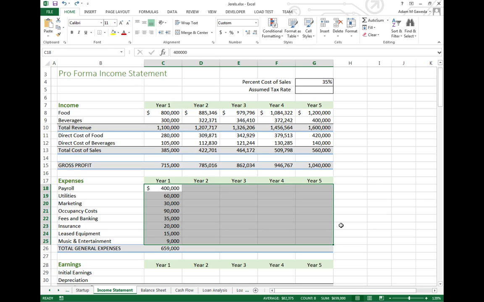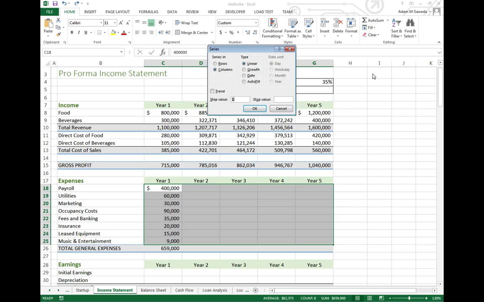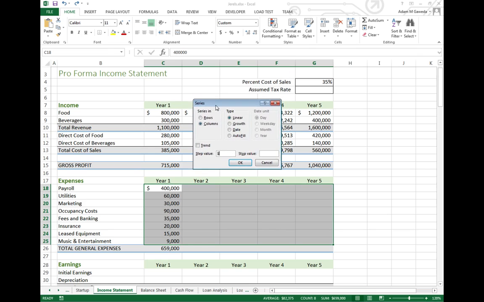Just like we did in the past, we went and filled in 800,000 and 1,200,000 over here. This time we just do not have anything over here. We're missing our 5-year. But if we go through that series option again, this time we're going to want to make sure that we're set to rows. Set to rows, not columns. But rows, we're dealing on this end. We're going to say that we're going growth. But instead of going with our trend, I want to actually give us a step value.